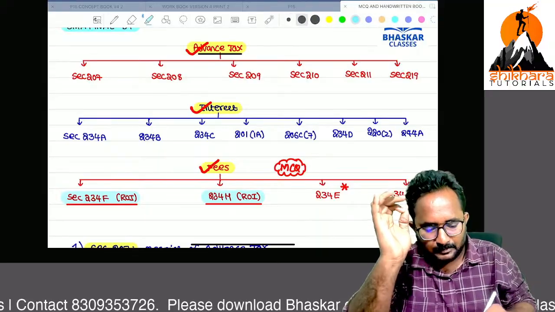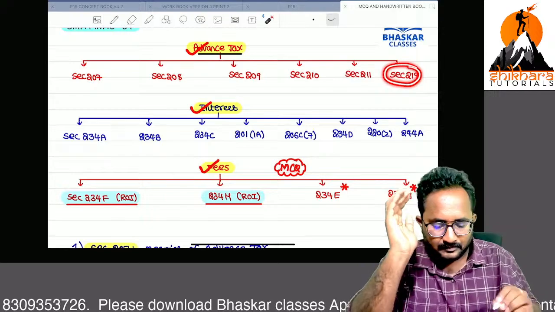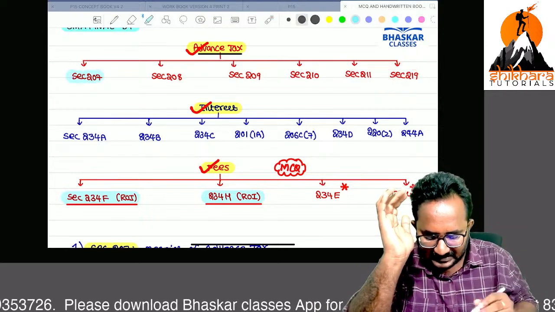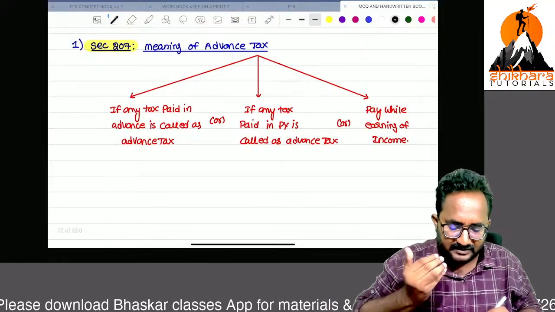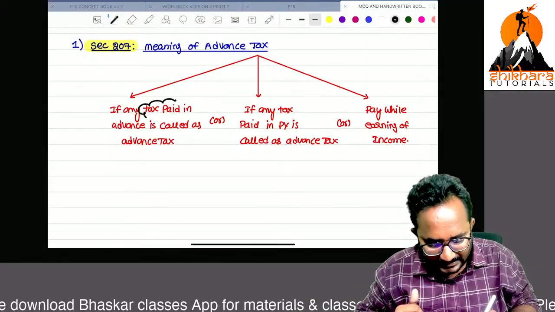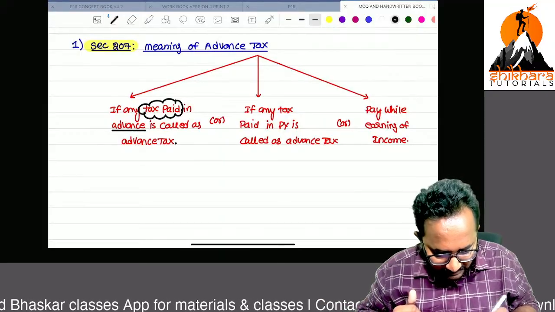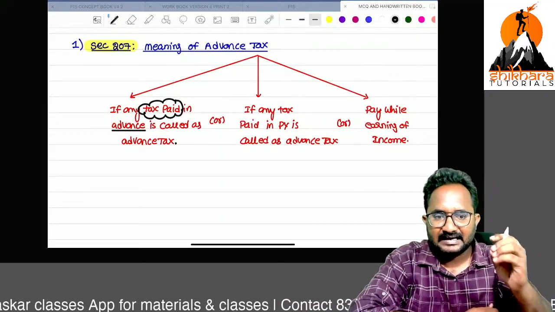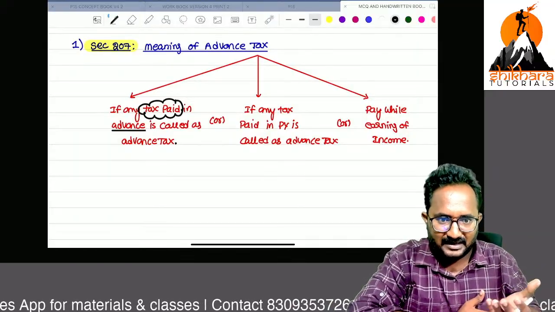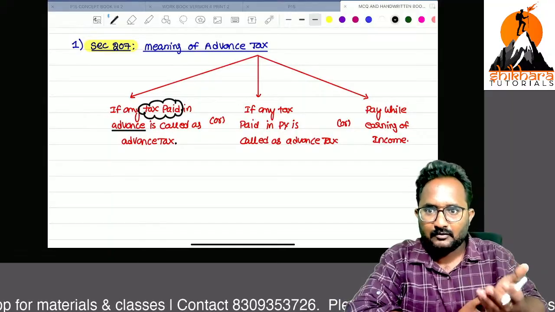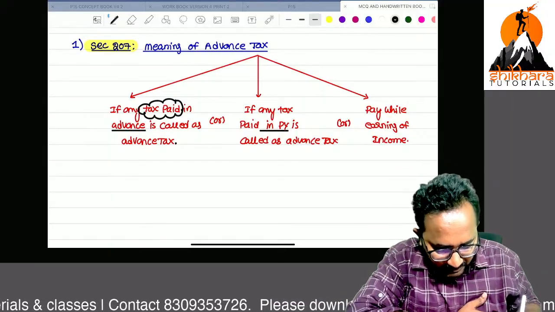Advance tax related provisions are from section 207 to 219. In 207, first we can start with the meaning of advance tax. We can already define the meaning. If any tax is paid in advance, it is called what? Advance tax. Normally in the assessment year we are required to pay, but if you pay in advance in the previous year, that is only called advance tax. We can define it in this way also.